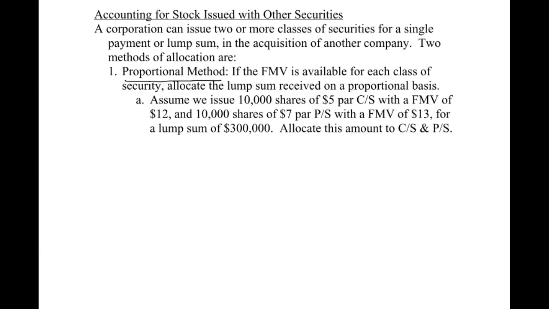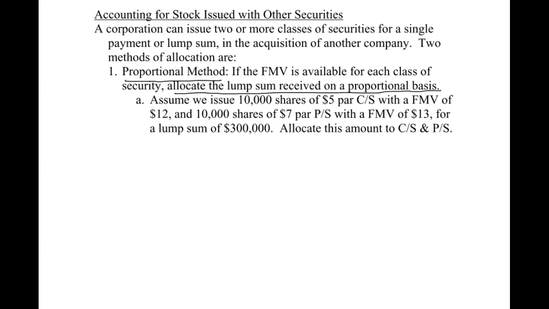All right, so this proportional method should look familiar. If you go back to your fixed asset chapter, you did a basket purchase of assets. What we did in that, if you remember, is you had to get the relative market value of each of the assets being purchased, and then you allocated the lump sum that you received based on those market values. So if you look back at that, this should look similar to how we go about calculating that. The proportional method just means we know the fair market value for each class of security. So notice here it says allocate the lump sum received on a proportional basis.